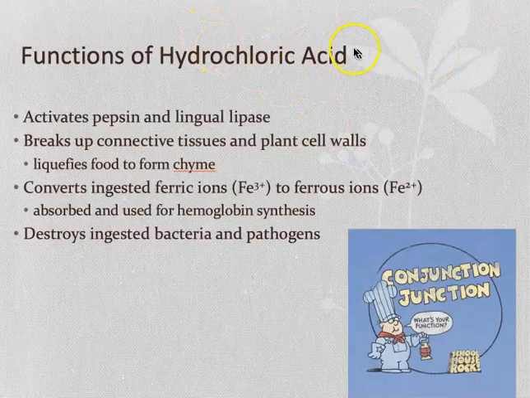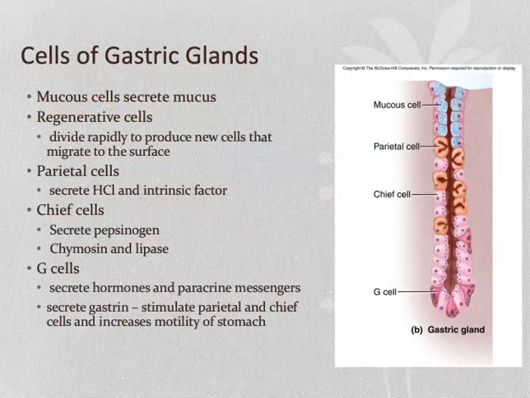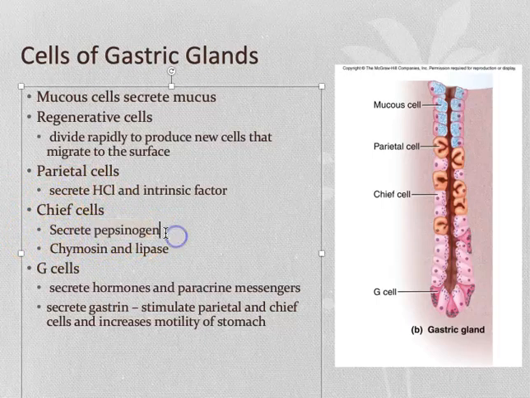Okay, so why is hydrochloric acid so important? Well, for one, it's actually going to activate pepsin. So we mentioned back here that chief cells are secreting pepsinogen. Now look, anytime you see this "ogen", I think I mentioned this to you in an earlier lecture, that means it is the precursor, it is not the active form.